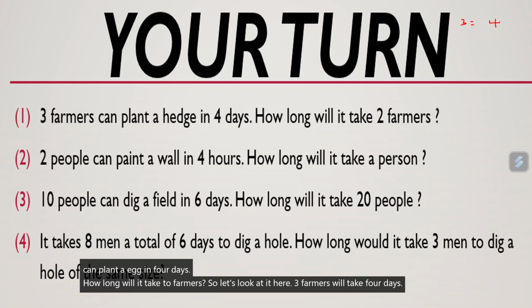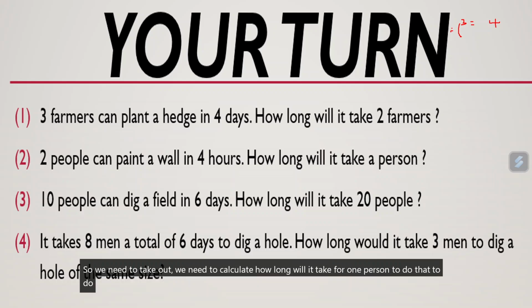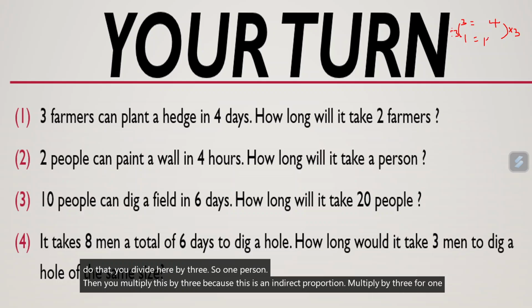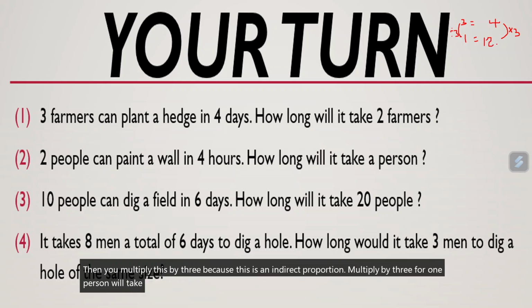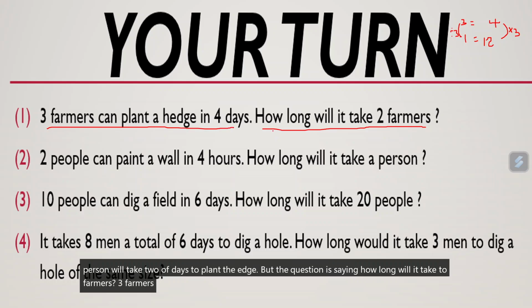So we need to calculate how long it will take one person to do that. To do that, you divide here by 3. So for one person, you then multiply this by 3 because this is an indirect proportion. For one person, it will take 12 days to plant the hedge. But the question is saying, how long will it take 2 farmers?